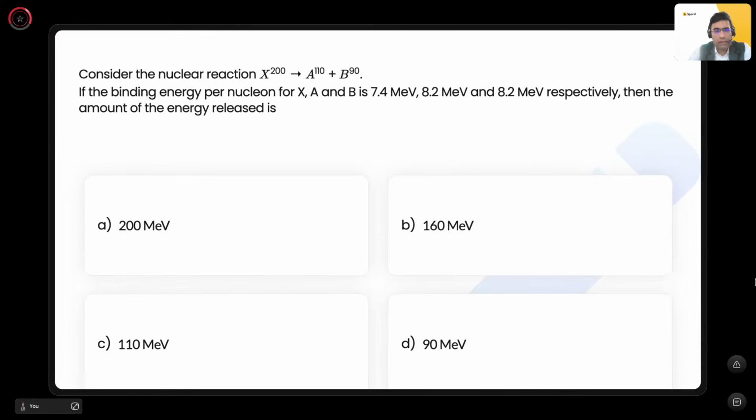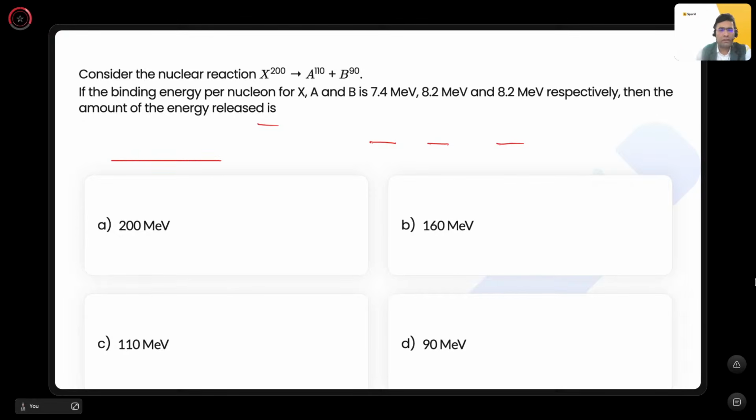Consider the nuclear reaction. Nuclear reaction, again a very important concept, and बहुत जरूरी क्वेश्चन है, बहुत इजी क्वेश्चन है, स्टैंडर्ड क्वेश्चन है, but it's very important. So consider the nuclear reaction. If the binding energy per nucleon of X, A and B is 7.4, 8.2 and 8.2 mega electron volt, then the amount of energy released is.